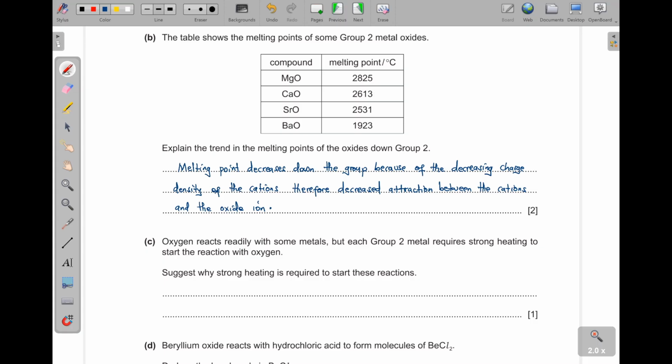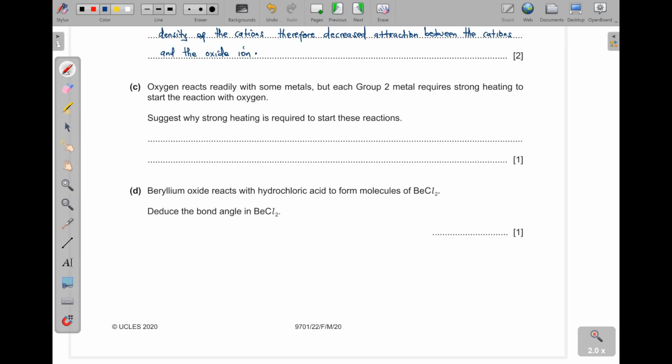You would say that cations become larger going down the group. Therefore, lower forces of attraction between the cations and the ions. Simple. Talk about the attraction between the ions, okay, which becomes very weak down the group. Why? Because of the increasing cationic sizes. Simple as that.